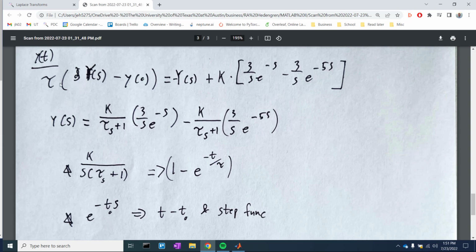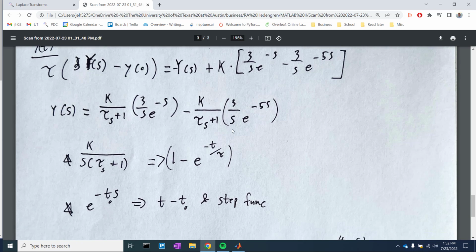If we distribute this out, and we move the Y(s) terms to one side, we have Y of s equal to k over (tau s plus 1). The tau is coming from right here, and the Y(s) is coming from right over here, where that plus 1 is coming from. So we have (tau s plus 1) times 3 over s e to the negative s minus the same thing, except we have a different u function on the right hand side.